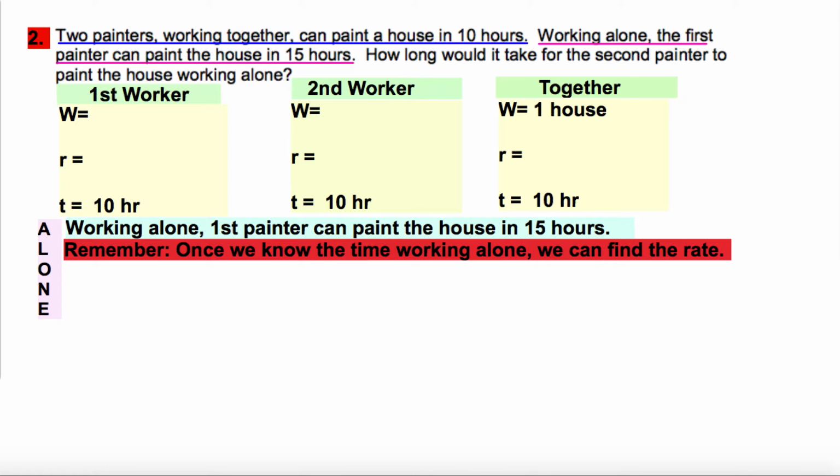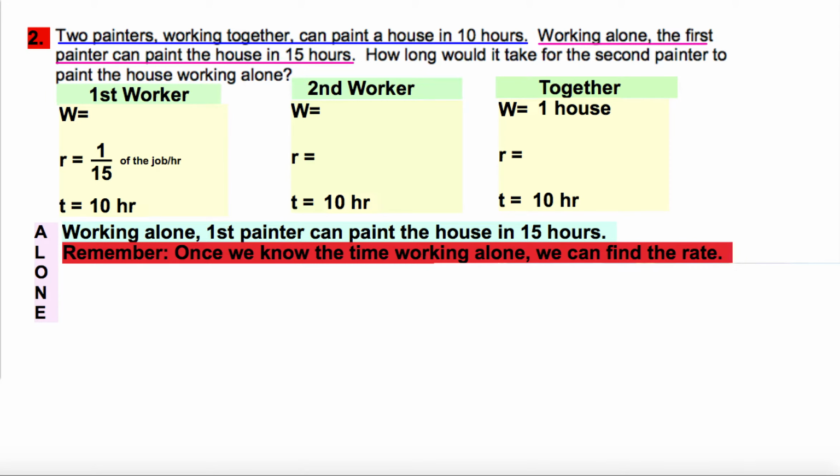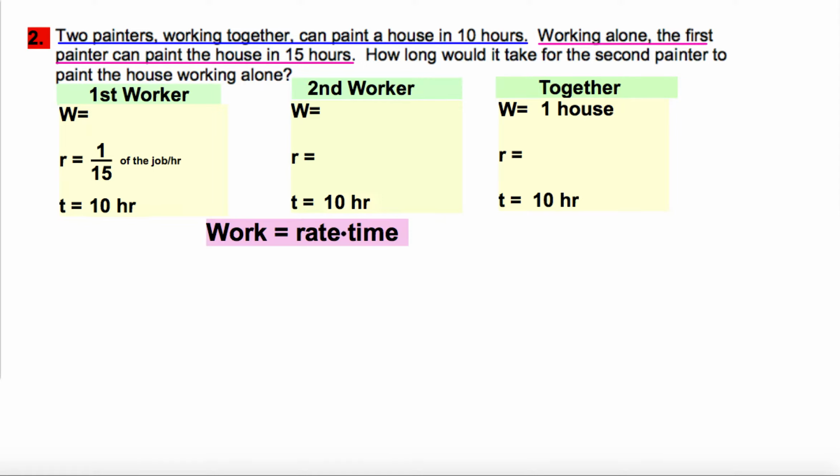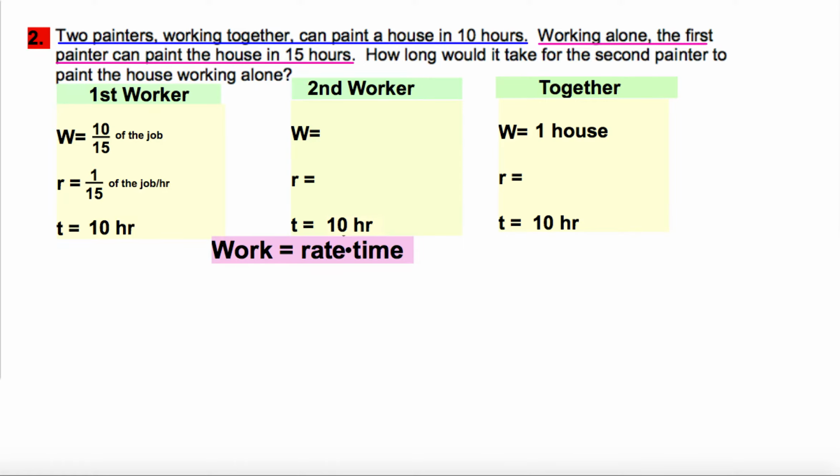Remember, once we know the time working alone, we can find the rate. The first worker does 1/15 of the job per hour. Once we know the time and the rate, we can find the work. Work equals rate times time. The first worker then does 10/15 of the job in the set time of 10 hours, or 2/3 of the job when simplifying.